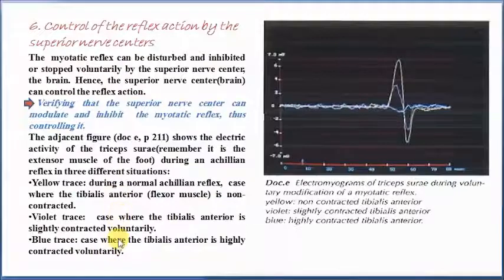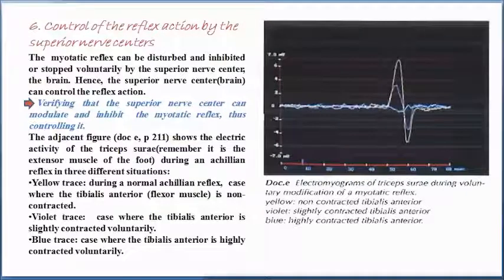So as you would observe here in the following 3 examples, the variable is the state of the flexor muscle, the tibialis anterior. Here it was in a relaxed state. Here it was slightly contracted, and here it was highly contracted. And when the TA, the tibialis anterior, that is the flexor, contracts, it is done voluntarily.